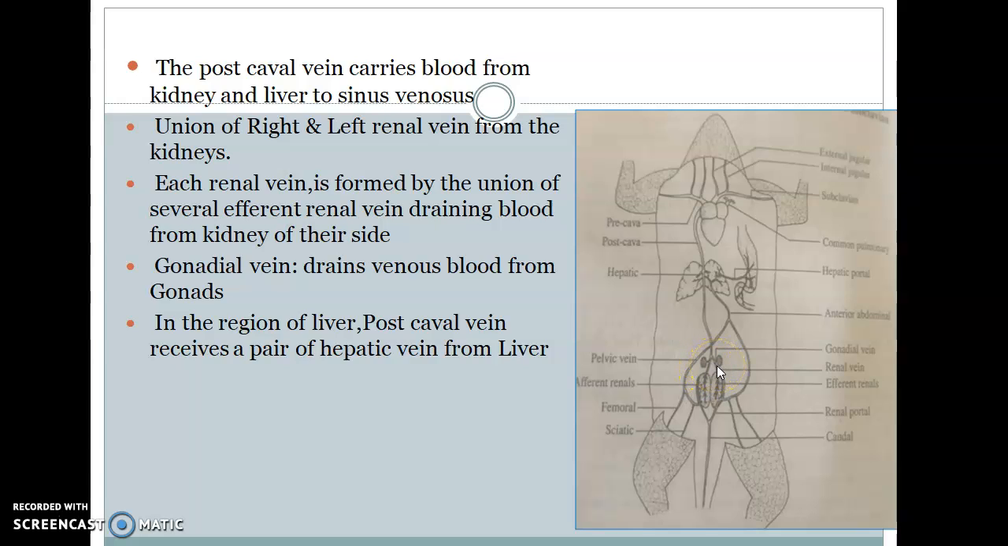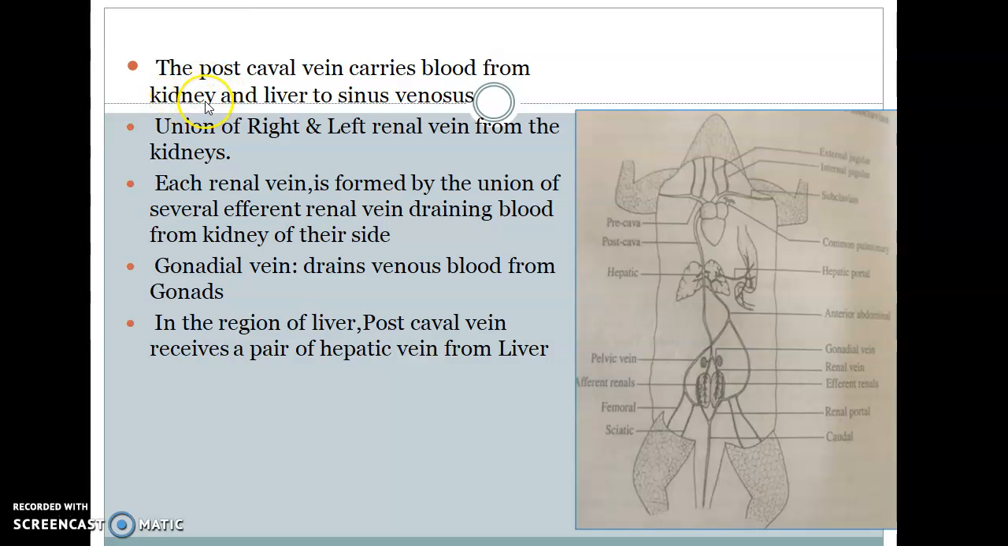Then there is another vein called the gonadal vein. Gonads, we know, are reproductive organs. So the gonadal vein is mainly concerned with receiving impure blood from the gonads. Then in the region of the liver, the postcaval vein receives a pair of hepatic veins from the liver. So the postcaval vein is mainly concerned with carrying blood from the kidney as well as the liver.